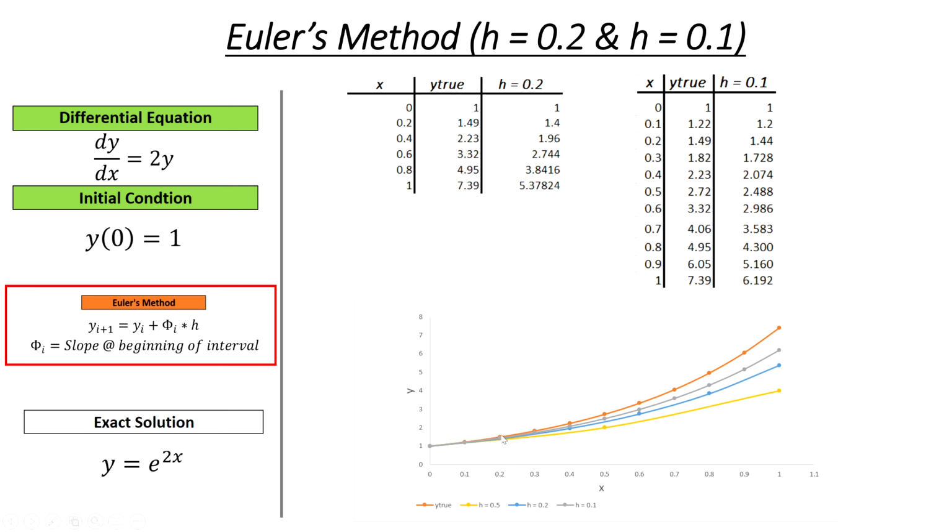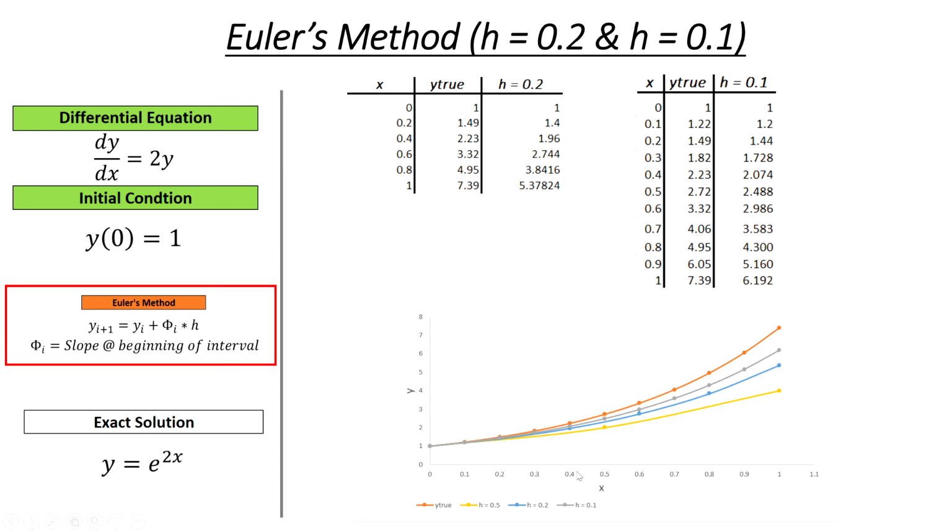You can see from this graph that the estimate we're dealing with right now is at 0.2, so it's the blue. And you can see that at 0.2, it's very, very close to the true value, which is the orange line here. And you can see from the table that Euler's method, basically what we've done in the previous slide, estimated y at 0.2 as 1.4 and the true value is 1.49. So it's a relatively close estimation.